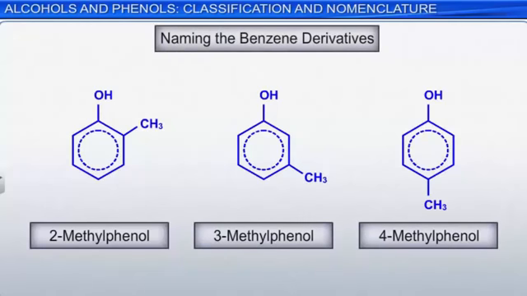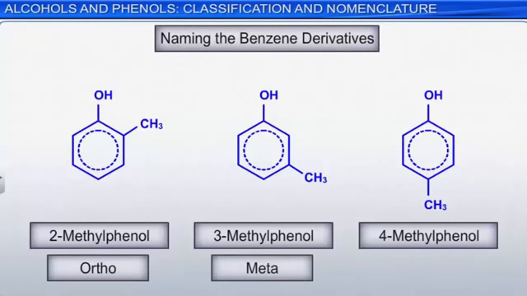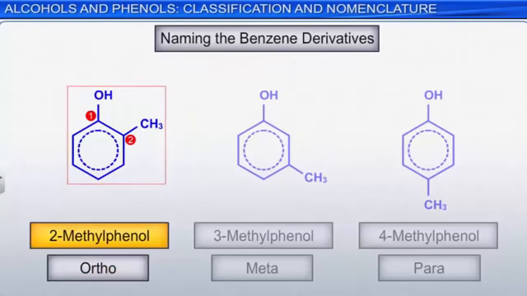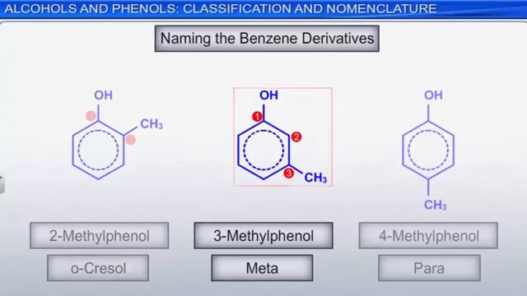We can also introduce the use of the prefixes ortho, meta, and para to name benzene derivatives. Ortho refers to 1,2-disubstituted benzenes. Similarly, 2-methylphenol, shown on the left, can also be named as orthocresol. Meta is used to refer to 1,3-disubstituted benzenes.